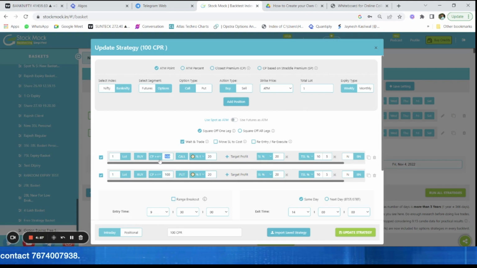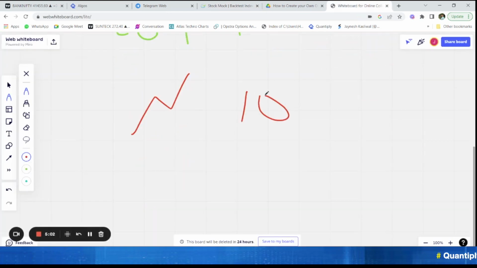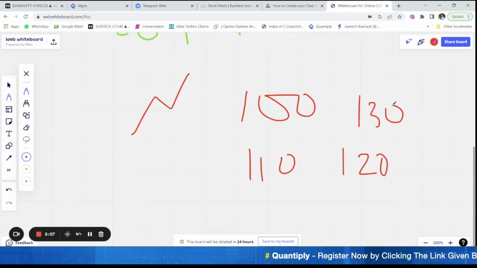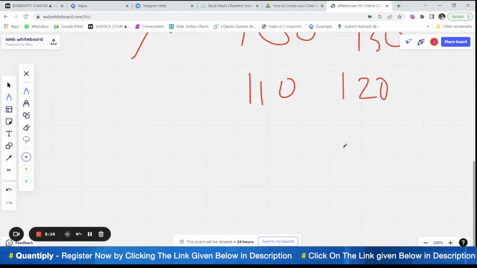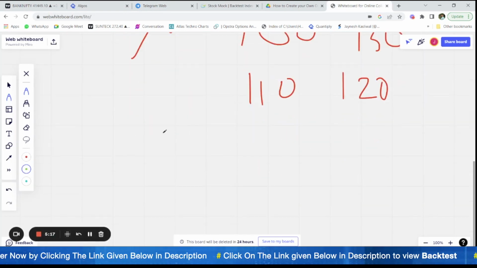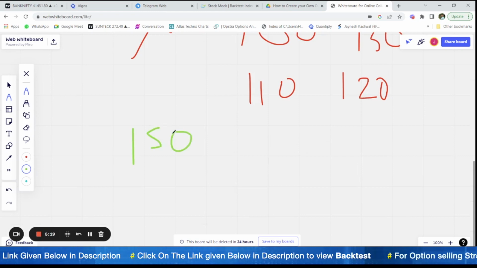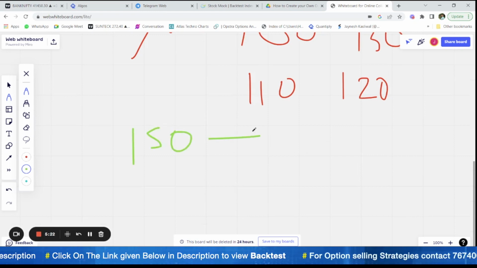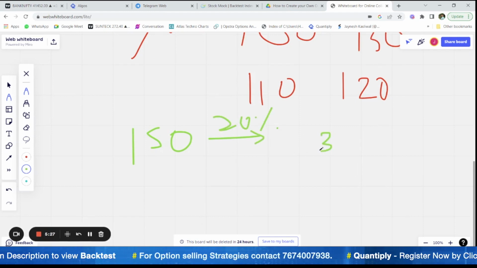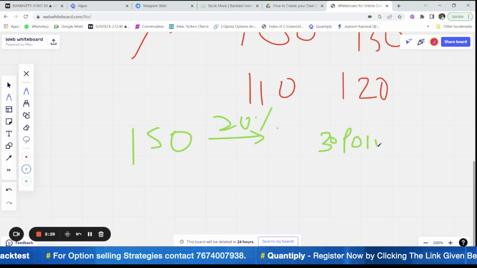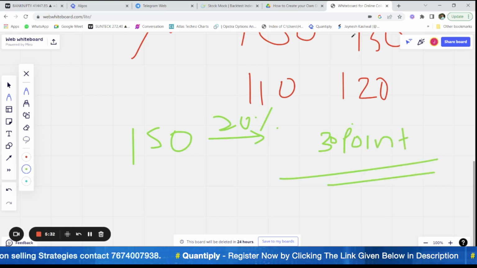Now this is the closest premium greater than 100 rupees. So it could be the premium immediately above 100, it could be 110, 120, or 130, depending on that day. After that, we are waiting for the premiums to increase by 20%. Let's take an example. If the premium selected is 150, how much do we wait for the percentage increase? Basically 20%, and in this case it is 30 points. So points change based upon the premium percentages.